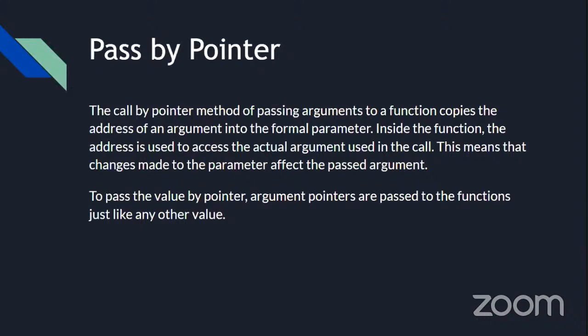Pass by pointer means to pass a pointer argument in the calling function to the corresponding parameters of the called function. The called function can then modify the value of the variable to which the pointer argument points. This will be more clear with the C++ program in the next slide.